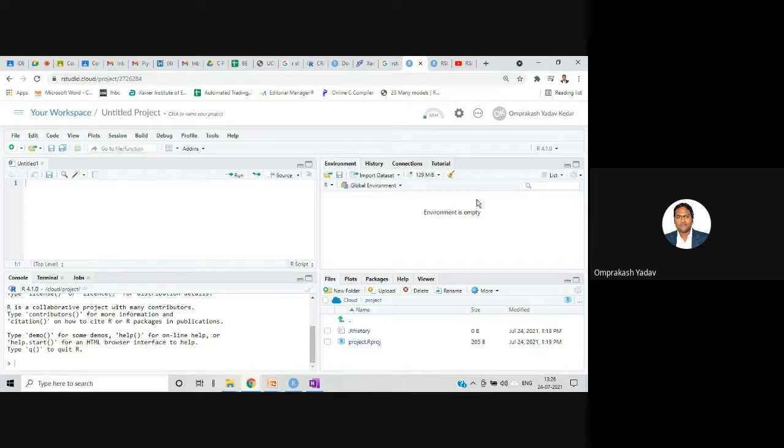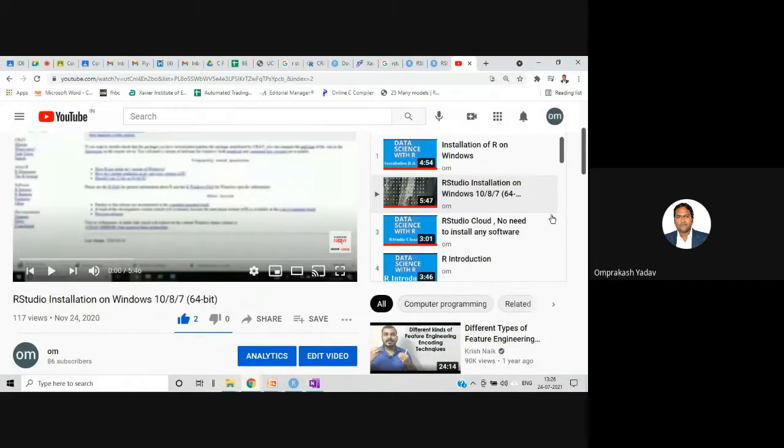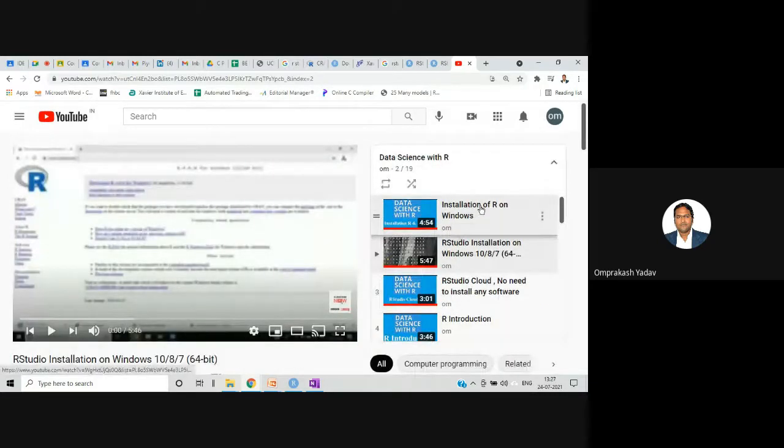This is the software which we'll be using for our entire workshop. So how to go ahead with the installation? I've told you that for installation, I've given the link. So first you have to go to this particular video, installation of R. You will have to download the R language software.